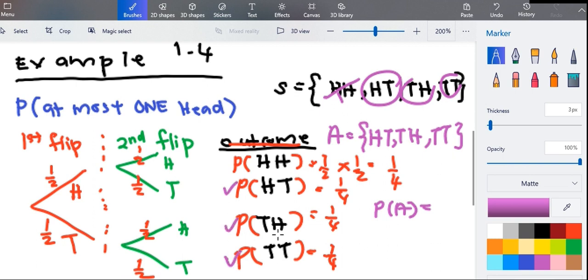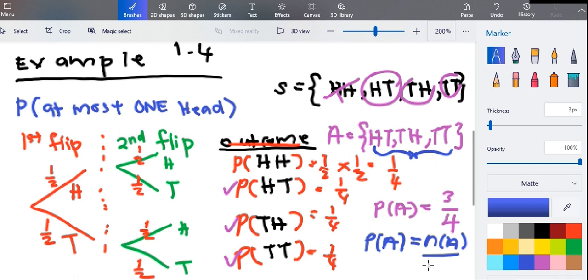Okay, so another way is basically you just find the total number of sample points in A divided by the total number of sample points in S. That's why P(A) is equal to n(A), the number of sample points in A, which is 3, divided by n(S), the number of sample points in S, which in this case is 4. So basically, you get 3 over 4. Okay, so this is an example of how to find the probability of an event in which you flip a coin twice.